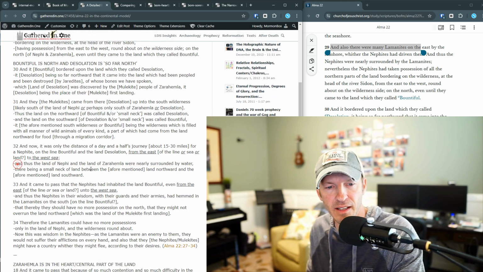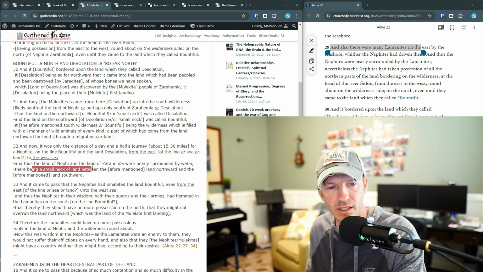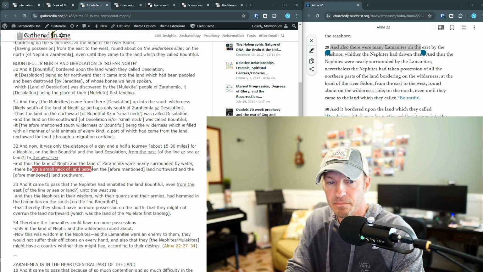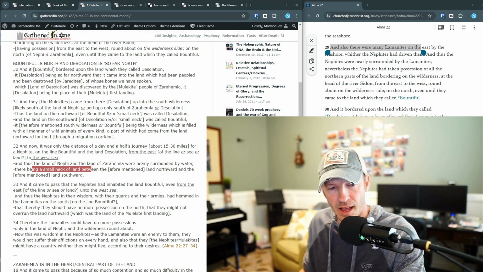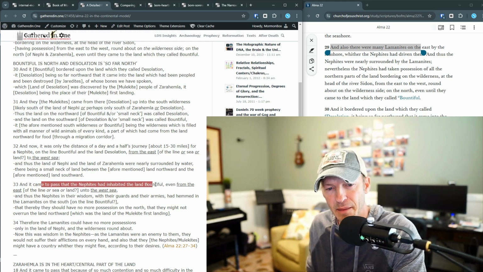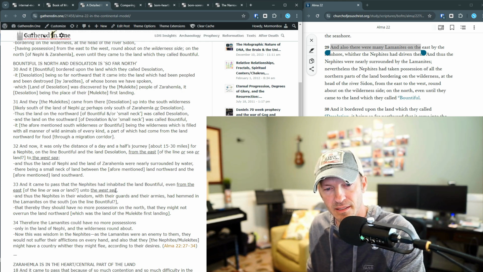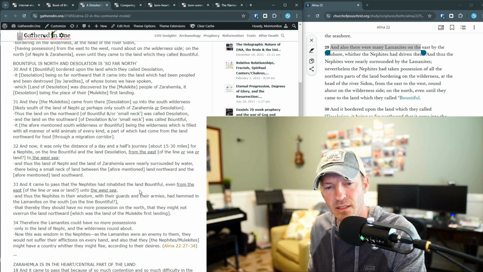Okay, so the land of Nephi and the land of Zarahemla were nearly surrounded by water, there being a small neck of land between the land northward and the land southward. We're going to read a little bit further before we continue drawing our map. And it came to pass that the Nephites had inhabited the land of Bountiful, even from the east unto the west sea. Okay, does it mean the east sea to the west sea? We're not completely sure, but we need to make sure we understand that the land of Bountiful has a west sea associated with it.